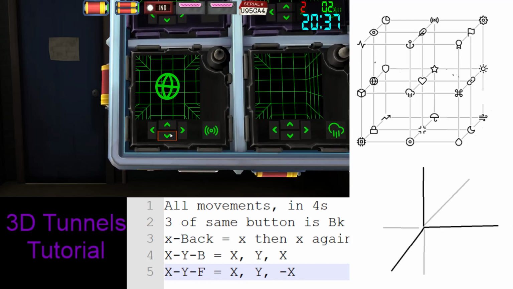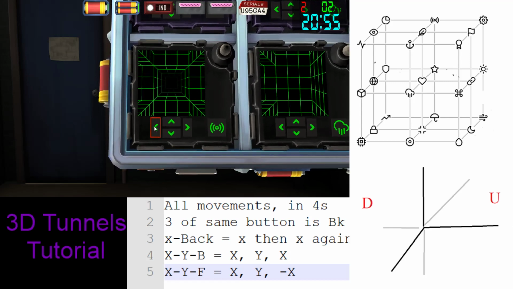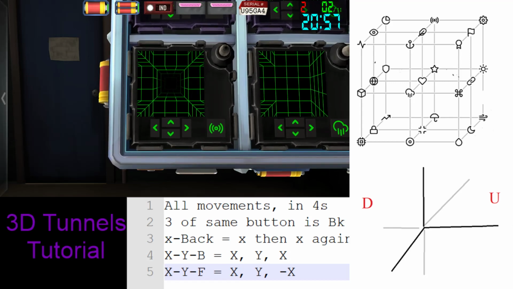4 ups gets me nothing. 1 down gives me a globe. So I know my down, and thus I know my up. That's 2 directions down. 2 lefts gives me umbrella. Remember, left, left is left back. So that umbrella there is left back.